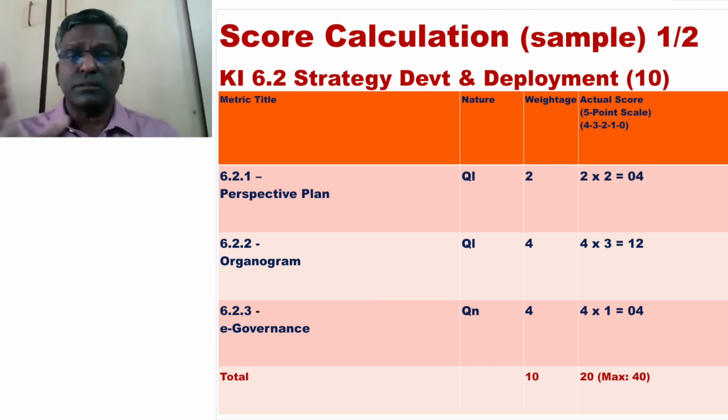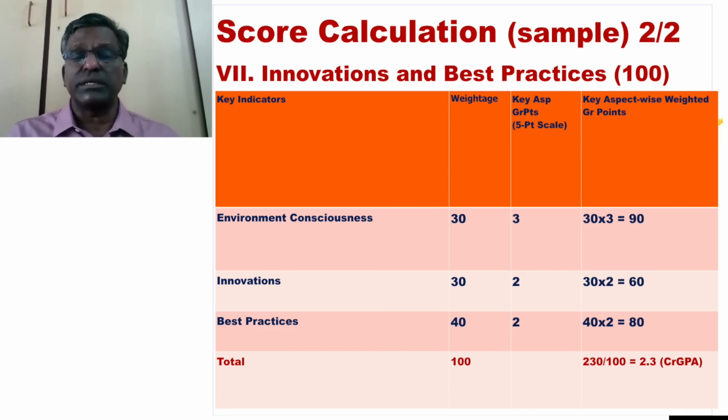Now, the previous slide talked about the calculation of the scores with reference to a particular key indicator. This is with reference to a particular criterion. So this is at a slightly higher level. Criterion 7, the title is innovations and best practices and the weightage is 100. There are 3 key indicators: environment consciousness, the weightage allotted is 30, innovations, the weightage is 30, best practices, the weightage is 40. So how has that particular institution performed on a 5-point scale?